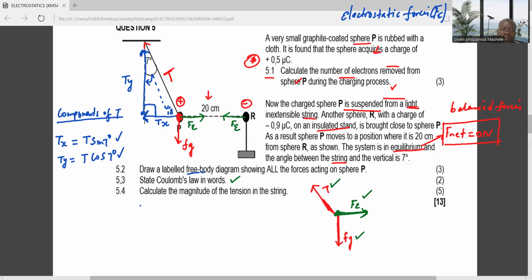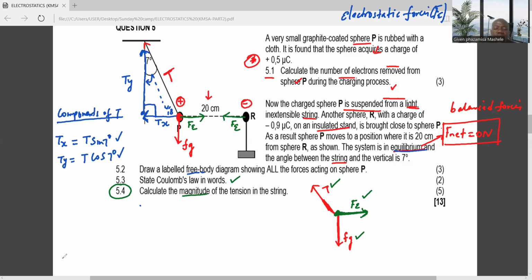Moving on, 5.4 says, calculate the magnitude. You do not want the direction here. Calculate the magnitude of the tension in the string. And how are we going to do that, guys? We know that the system is in equilibrium.